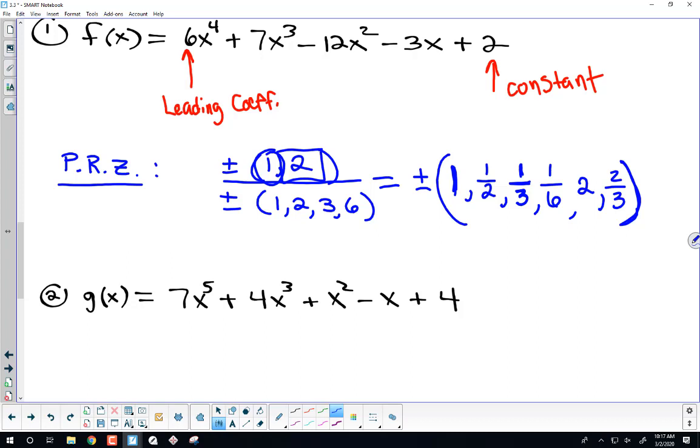If no, I'll move on to +1/2 and -1/2. If that doesn't work, I'll move on to positive and -1/3. And then hopefully somewhere along that line, at least one of those things will give us a 0. That way we don't have to guess +1, -1, 2, 3, 4, 5, 6, 7, 8, 9, 10, right?